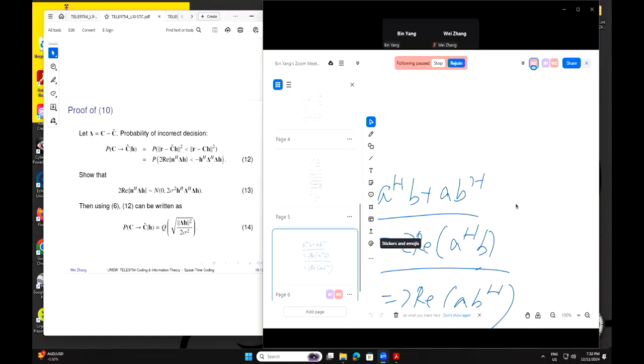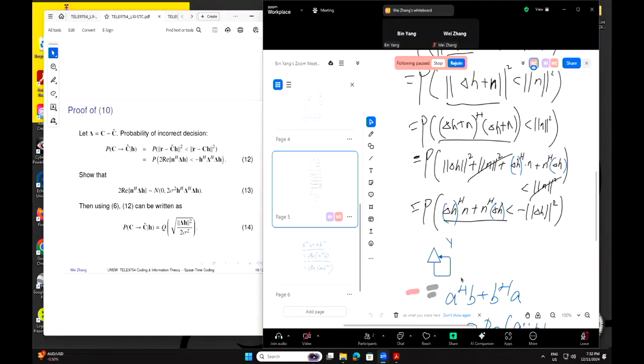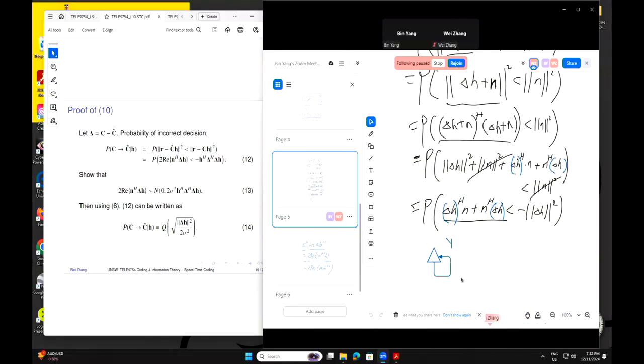So if you know this one, so then we can go back to see the page 5, and let me see. I'm not sure it's the reason does not work for this. This one does not work. I don't know. So we can just continue to write here.